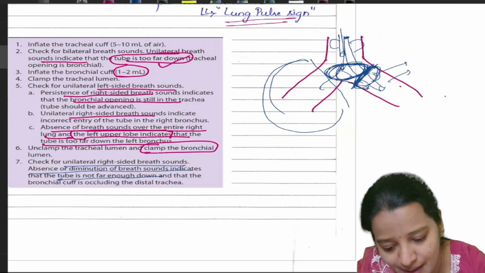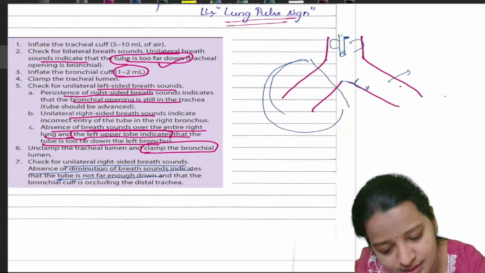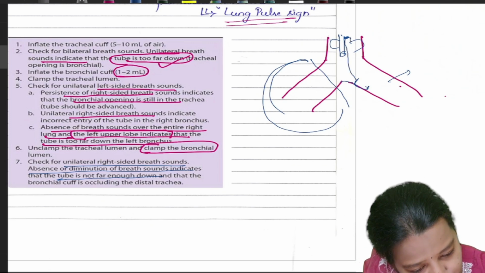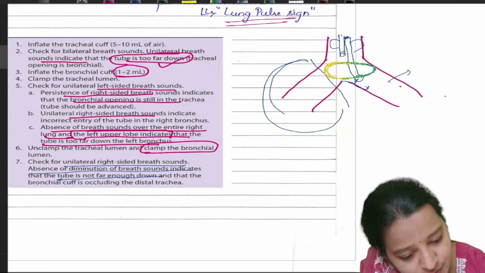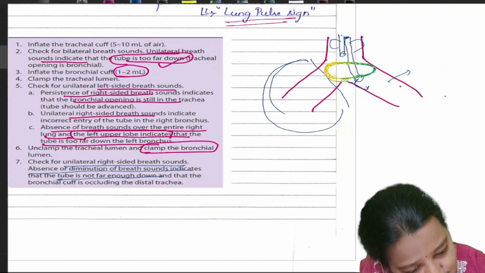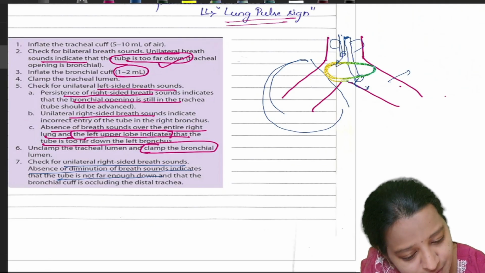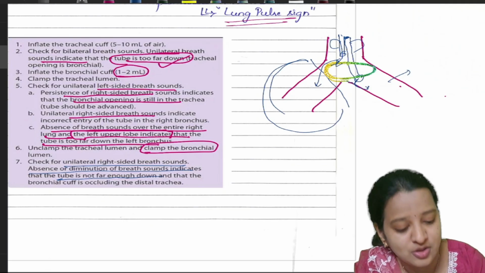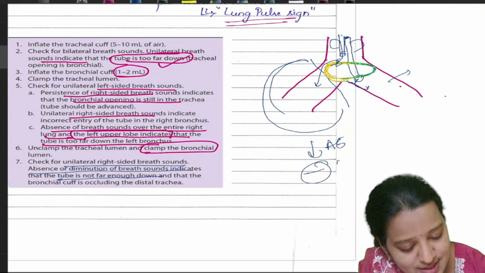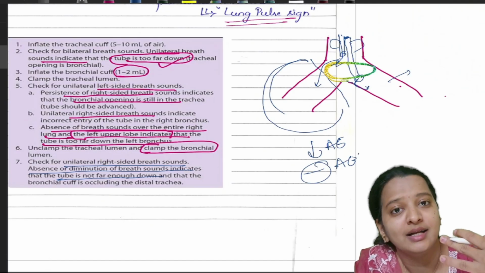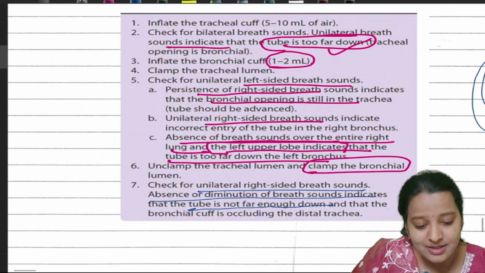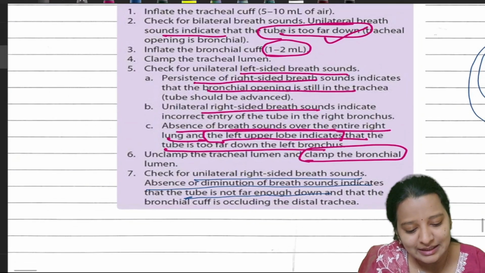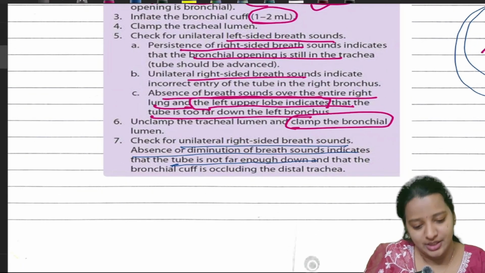So whatever air that comes here is being obstructed by this bronchial cuff. Only a little air is going. So there is decreased air entry or absent air entry. So the tube is far out, so we have to put it inside. So these are the various positions and the problems with DLT and how you will know with auscultation.